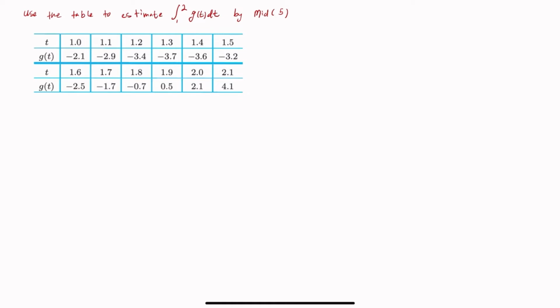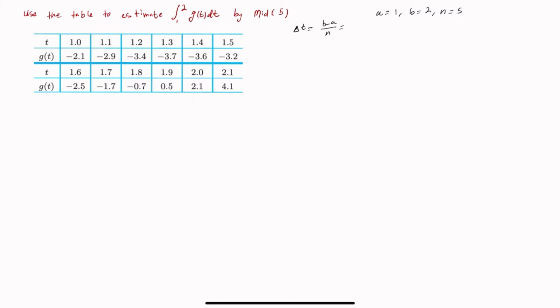First step is to figure out the width of each rectangle, which is represented by delta t. So delta t is going to be b minus a over n. b and a are the endpoints of the interval, from the limits of integration, and n here is given, which is equal to 5. So again, a is equal to 1, b is equal to 2, and n is equal to 5.